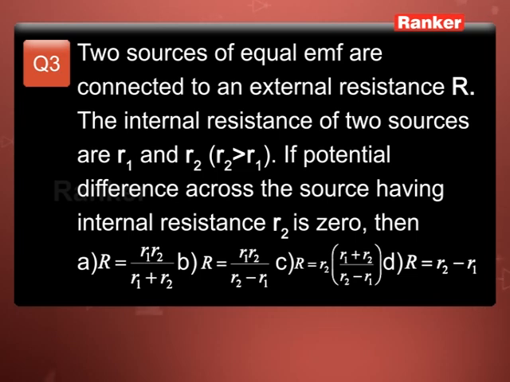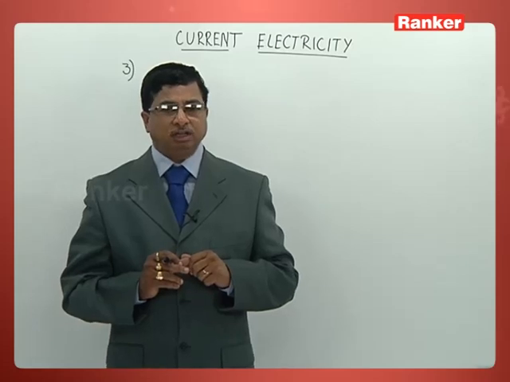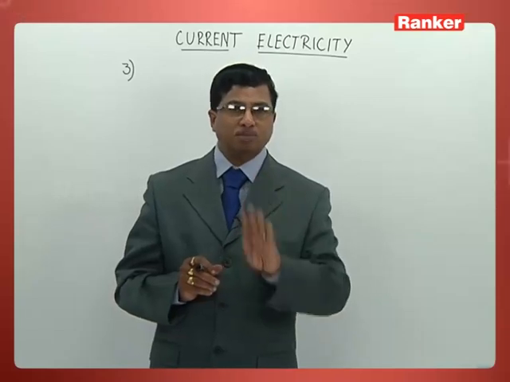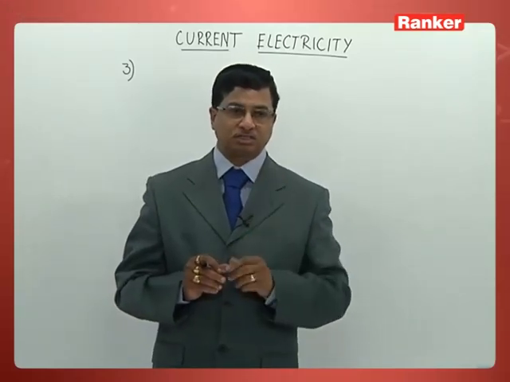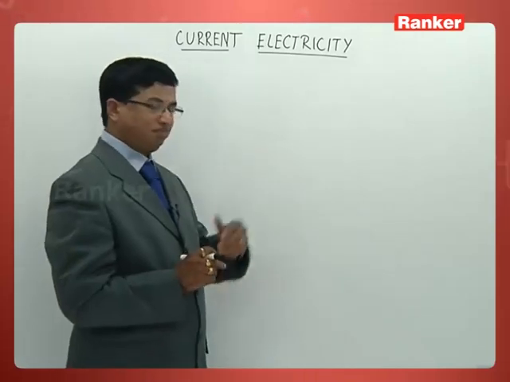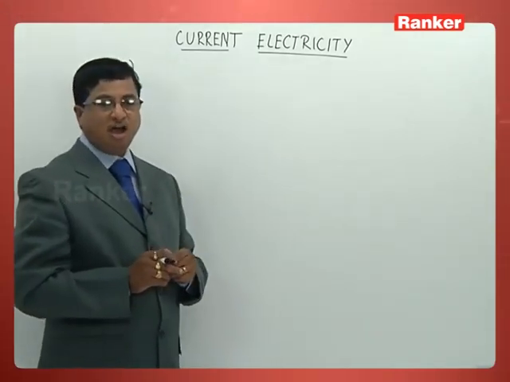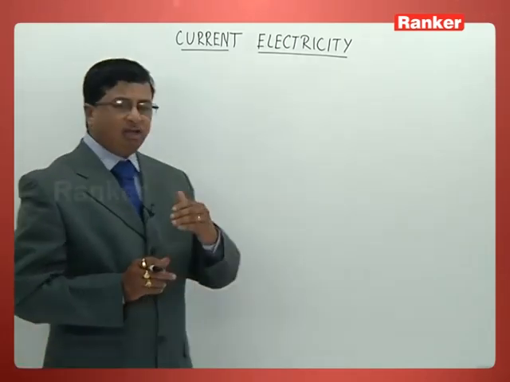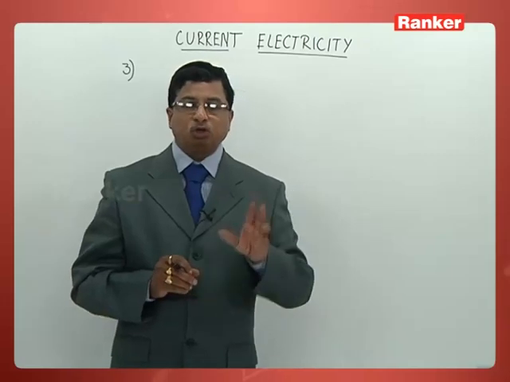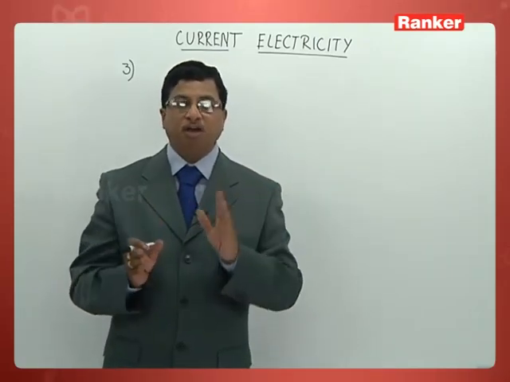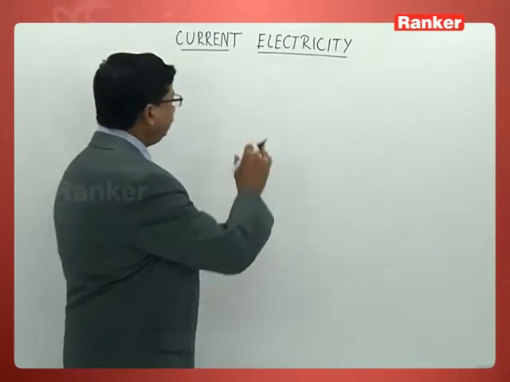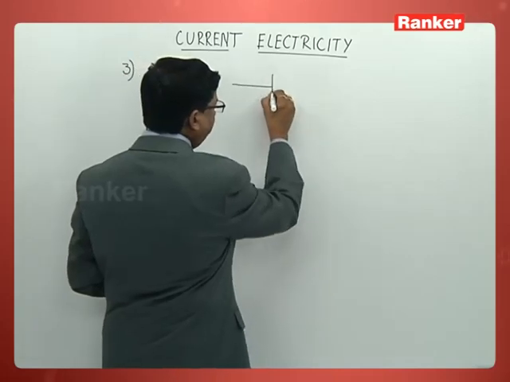But truly speaking, most of you must have got the idea by reading the question itself. The correct answer for this one is D. The fourth option, D, is correct. So the option is known to us. Now let us check how to solve this particular model. He is talking about two sources of equal EMF connected to an external resistance capital R. Let us draw a small circuit for that.